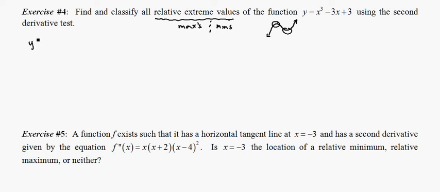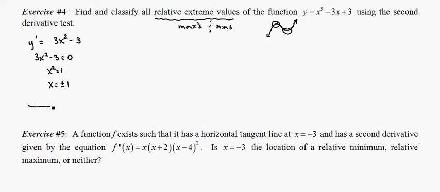One thing that we always have to know is where we've got first derivatives equal to 0. Even if we're going to use what's known as the second derivative test, we still have to locate the horizontal tangent lines. That's pretty easy to do here. We end up having x equals plus or minus 1.